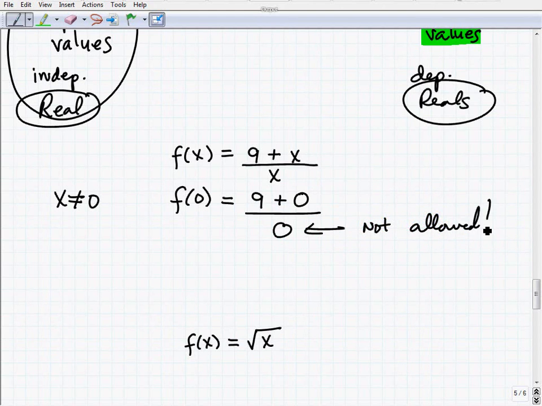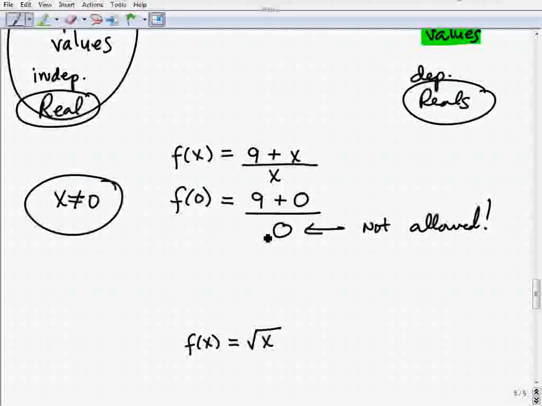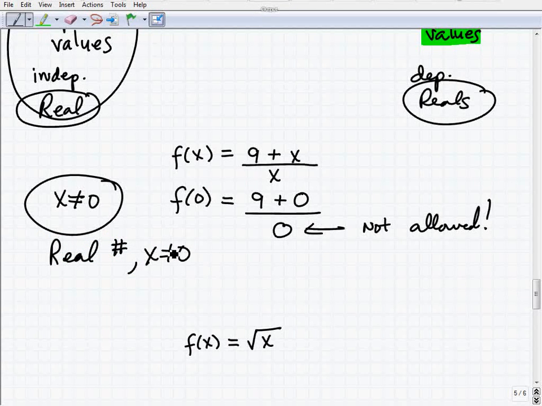So anytime we have a function where we plug in a number that creates a 0 in the denominator, or we have a 0 in the denominator, the number that either creates a 0 condition in the denominator, or in fact is 0 in the denominator like we have here, cannot be part of the domain. So the domain here is all real numbers except x cannot be equal to 0.